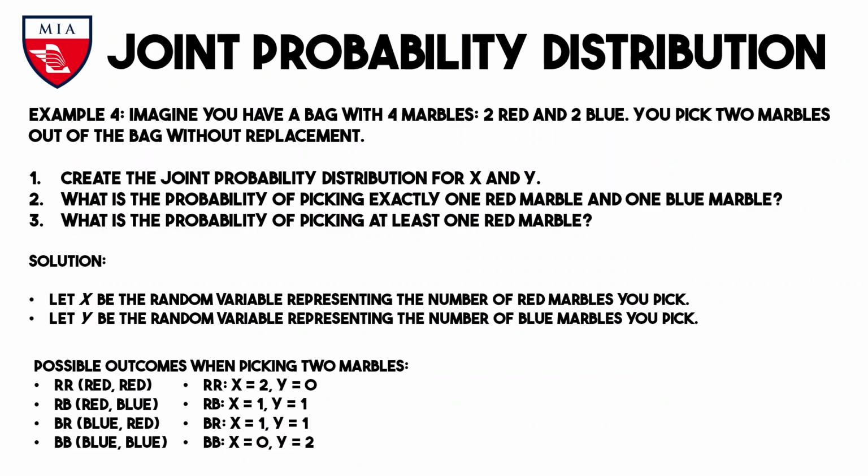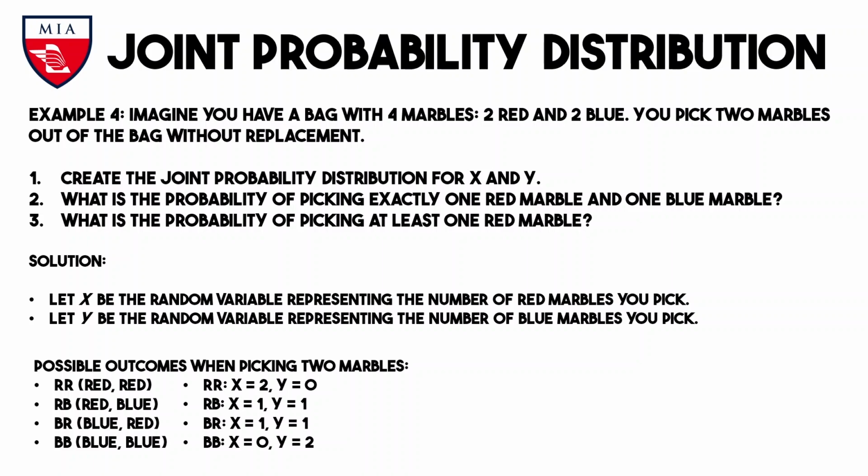Example number 4. Imagine you have a bag with 4 marbles. So it has 2 red and 2 blue. You pick 2 marbles out of the bag without replacement. So here are the questions. First is to create the joint probability distribution for x and y. Number 2, what is the probability of picking exactly 1 red marble and 1 blue marble? And number 3, what is the probability of picking at least 1 red marble?